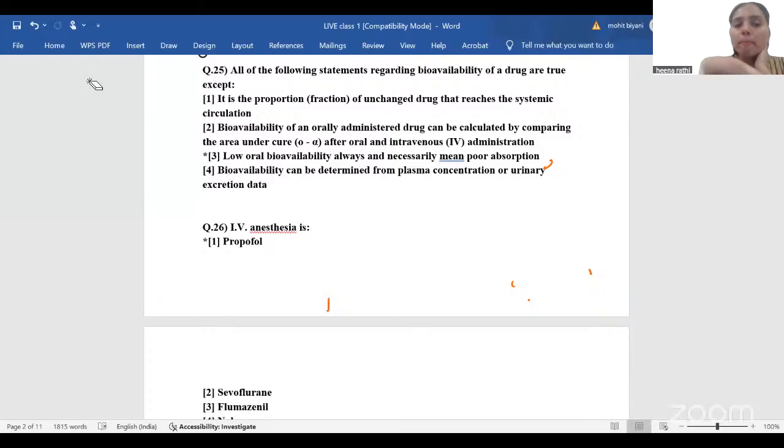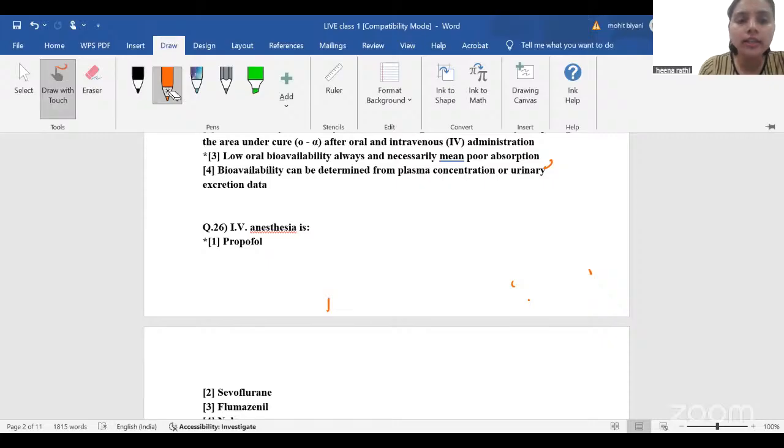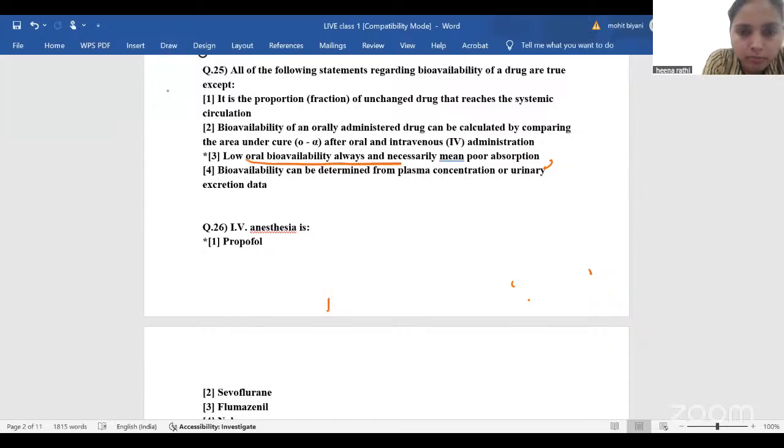Third option: low oral bioavailability always and necessarily means poor absorption. No, low oral bioavailability does not indicate that the drug is absorbed poorly. Bioavailability is related to the absorption, but it is not because of that only. It is not necessarily because of that. It can be because of the first pass metabolism.